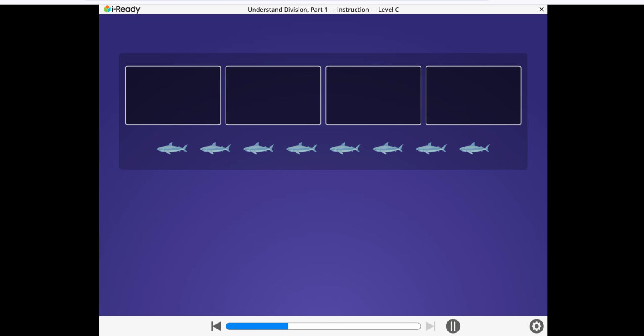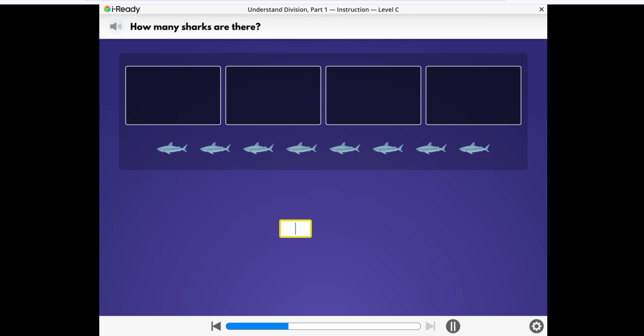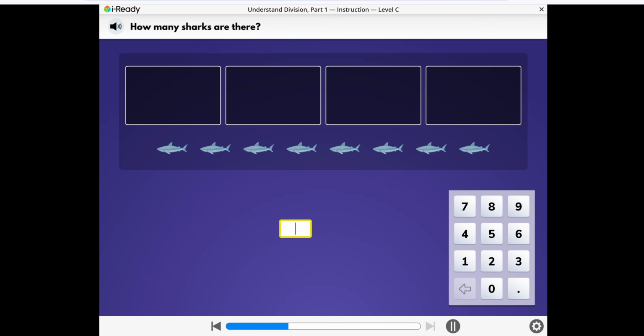Write a division equation. How many sharks are there? There's 8 sharks. How many groups? There's 4 groups. Watch the sharks divide into equal groups.